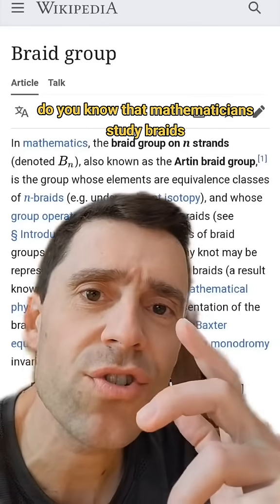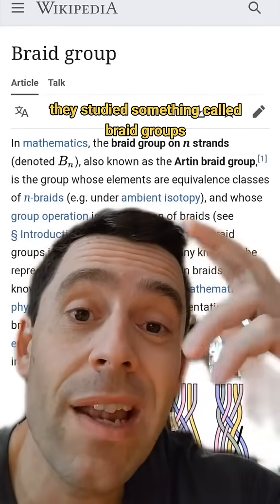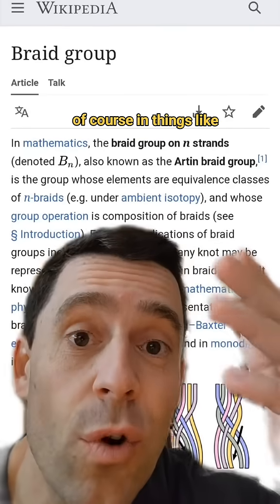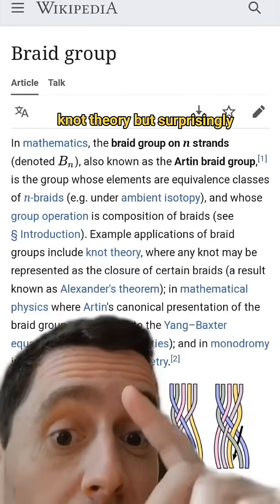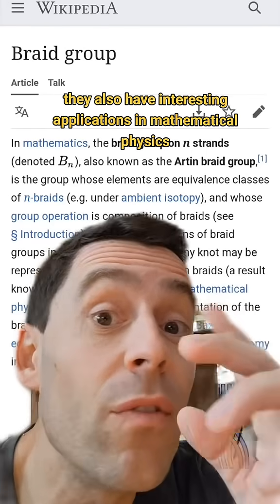Do you know that mathematicians study braids? In particular, they study something called braid groups, and braid groups have applications, of course, in things like knot theory, but surprisingly, they also have interesting applications in mathematical physics.